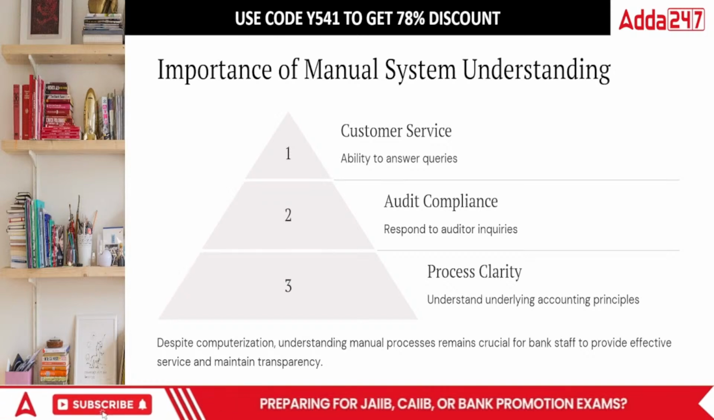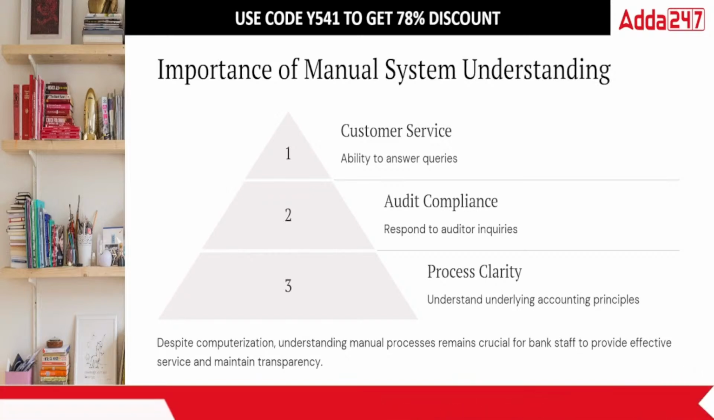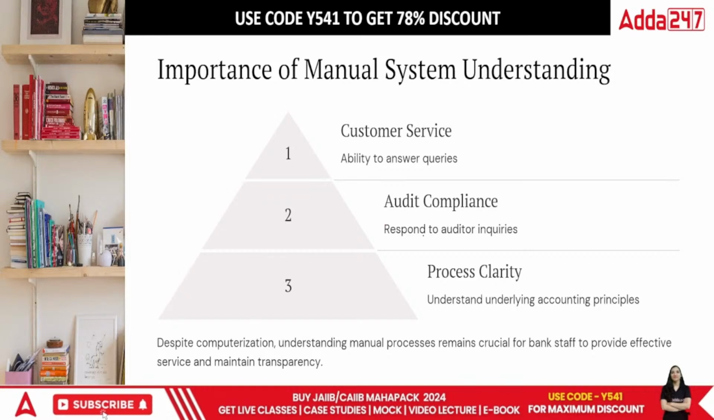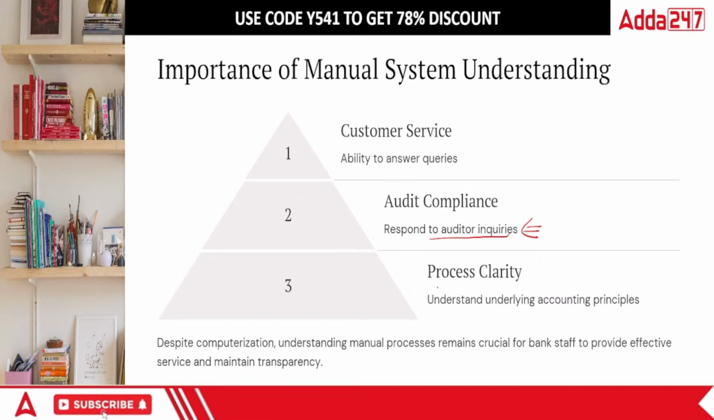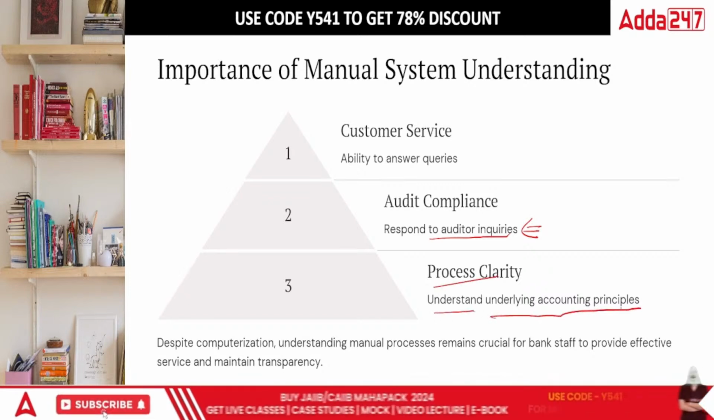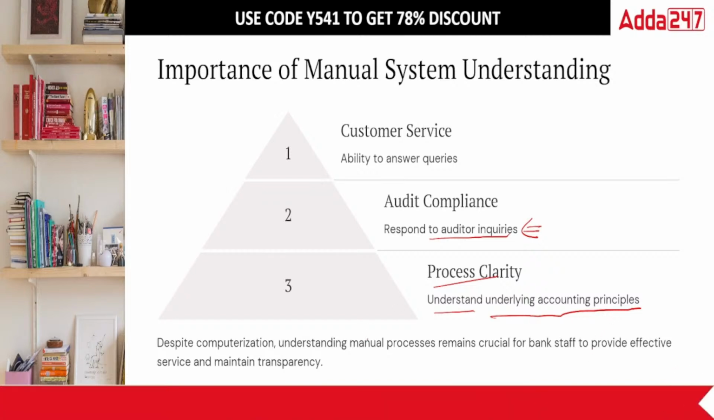Right, and then we have audit compliance. With the manual system, I believe one of the benefits is that the vouchers can be prepared in a much easier way. So this is your audit compliance. Whatever audit we are conducting, all that part has to be done. It includes the specific area of whatever the audit inquiries are. All the vouchers can be easily submitted. Then process clarity should be there. You should understand the underlying accounting principles. Whatever is happening in the accounting area has to be known to us.